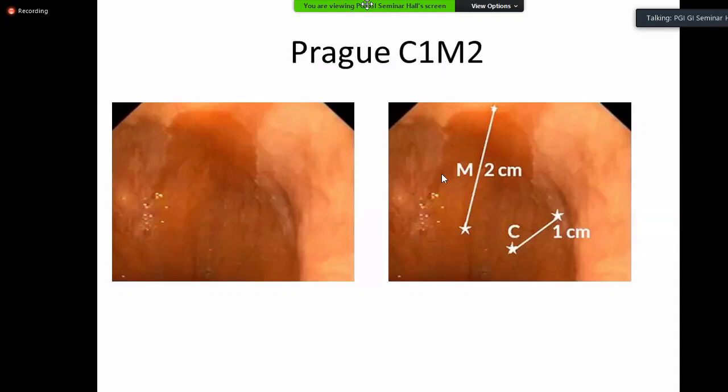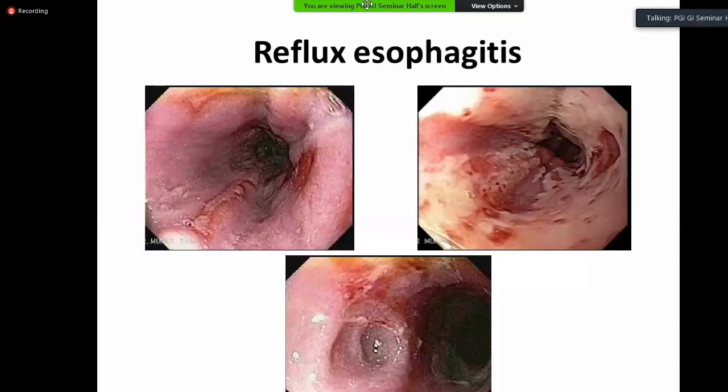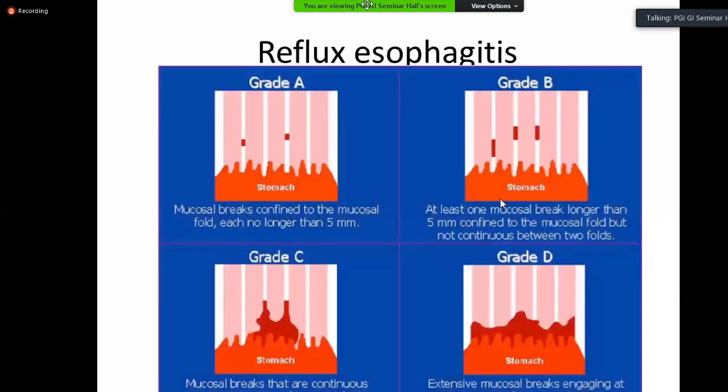Here it is C1M2. If you have to describe Barrett's esophagus, it should be defined in this manner. Then reflux esophagitis, something very common. Any break in the mucosal surface in the esophagus is esophagitis, which may be just a break or an ulceration or necrosis. Now, this is the Los Angeles classification of reflux esophagitis. This is the stomach, this is the esophagus, this is a break or an erosion. If it is less than 5 millimeter, this is grade A, more than 5 millimeter, grade B.